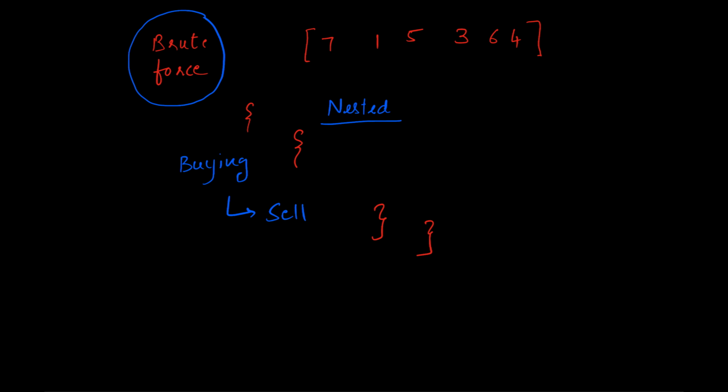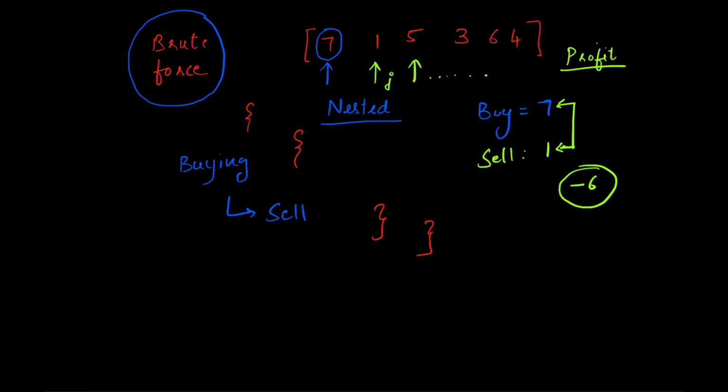If we start the outer loop with I pointing at 7, we'll run the inner loop on all of the elements after I to see, if we sold the stock on those particular days, how much profit we can make. And if the profit is higher than the previously calculated profit, then we'll save it in a global variable which will be returned at the end. This way, we'll try all possible combinations to figure out the maximum profit that we can make by buying and selling the stock.